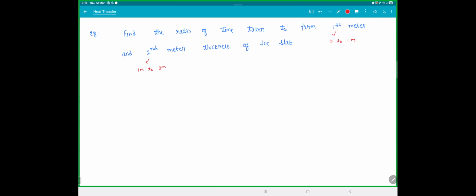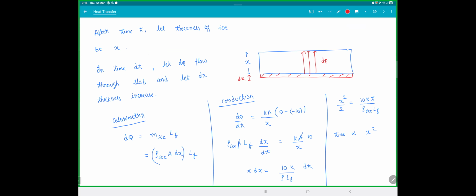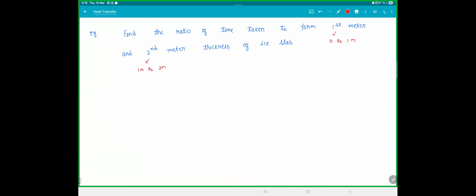Right, this is the formula, right? t is proportional to x square. You have seen this in kinematics. A particle is dropped from a building, find the ratio of time taken to travel the first meter, second meter, third meter.